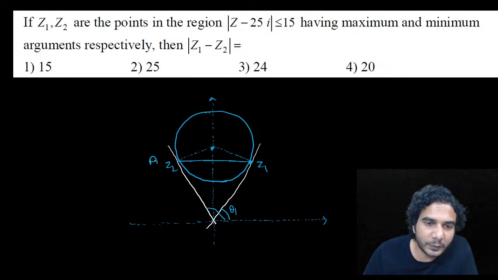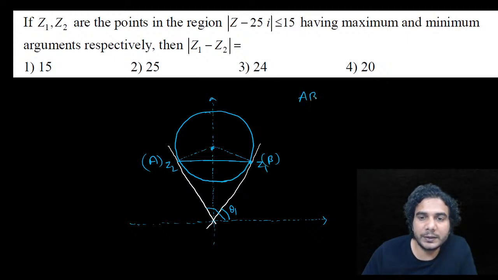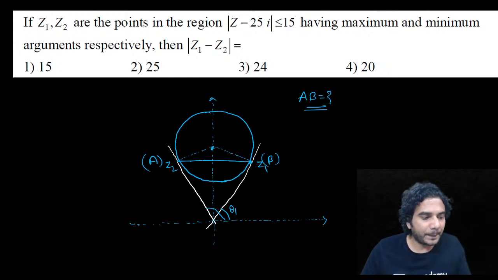That means we need this point, say A, and this point, say B. So we need AB. Okay. So AB is the question. Now if you can figure it out, then we can answer it easily using geometry.